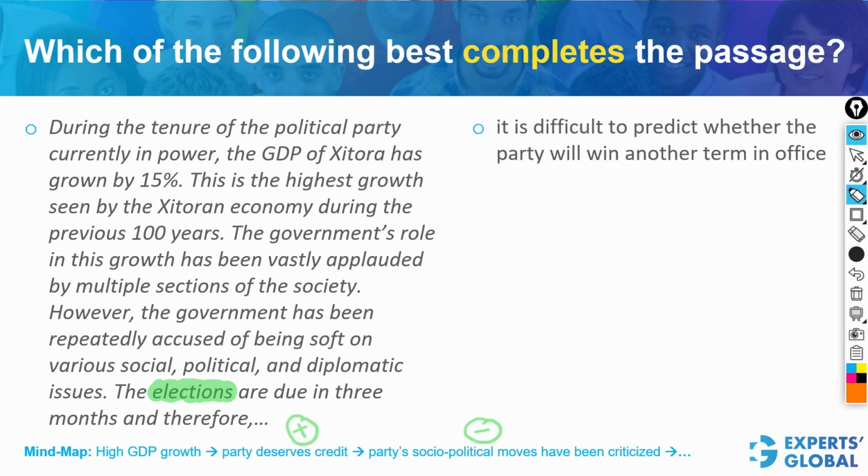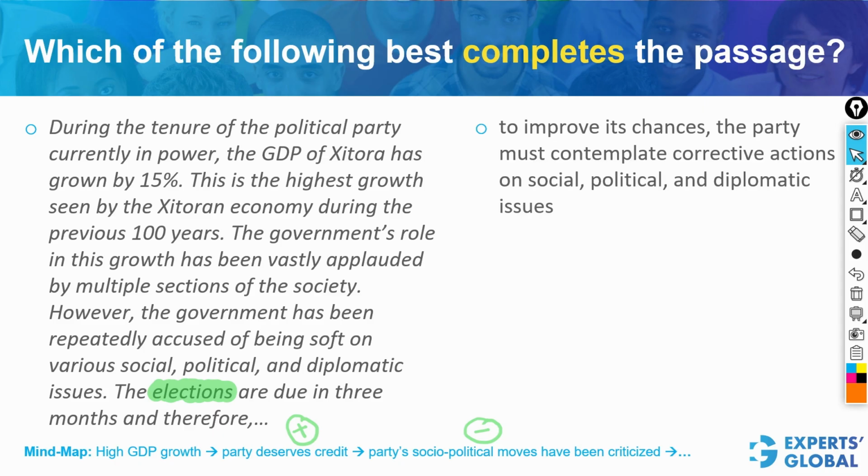Please look at this answer choice. By suggesting that it is difficult to predict whether the party will win, this answer choice is indicating that there must be something positive as well as negative about its performance. Therefore, this answer choice is addressing the positive as well as the negative aspect of the argument. We can say that this answer choice is logically flowing from the complete paragraph and that it's doing a fair job at completing the passage. Therefore, this answer choice is correct.